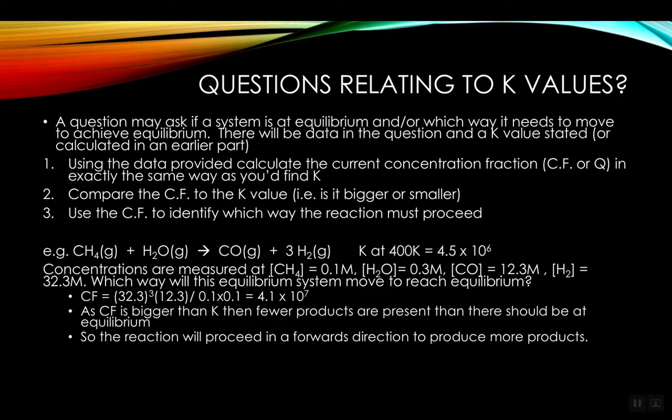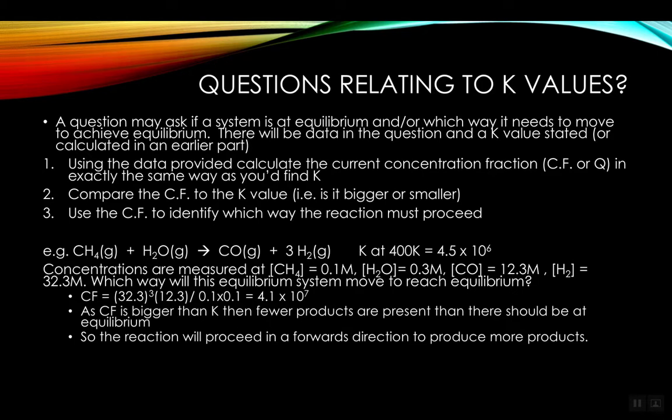Okay, third type of question. Okay. So, might be something with K values. The K is going to be in the question somewhere, or maybe you even calculate it in a previous step. In the question, they'll also give you some data, which will say that's what the concentrations are currently. So, same equilibrium system. Here's our K value at 400 Kelvin. If these are the concentrations measured, which way is the equilibrium system going to move to reach equilibrium?